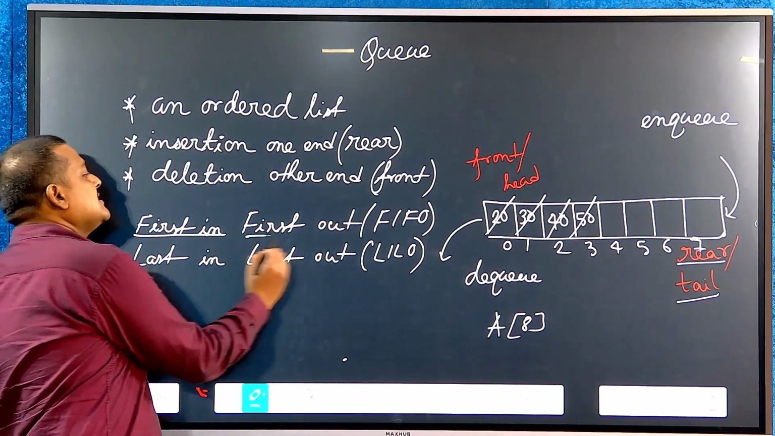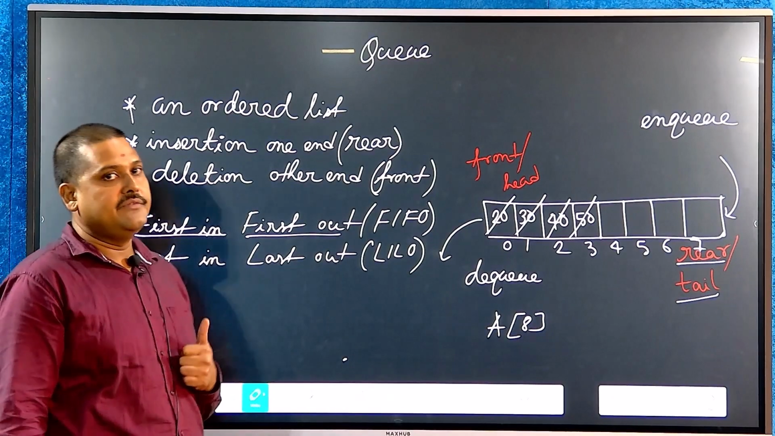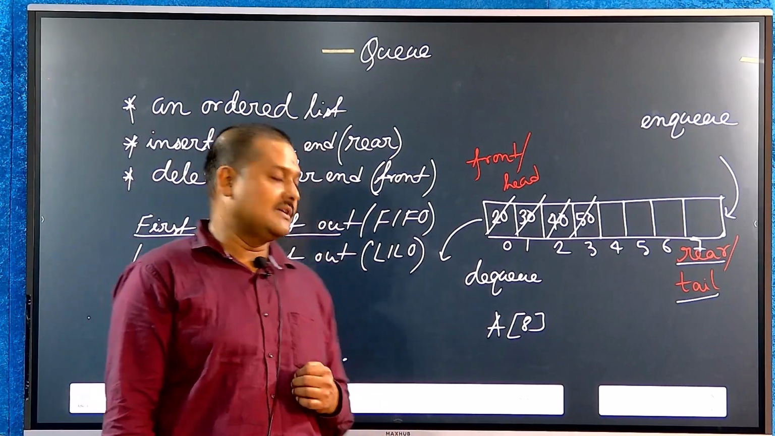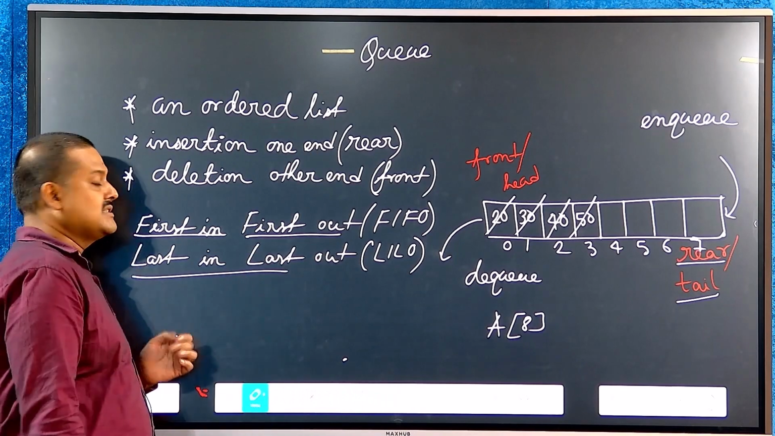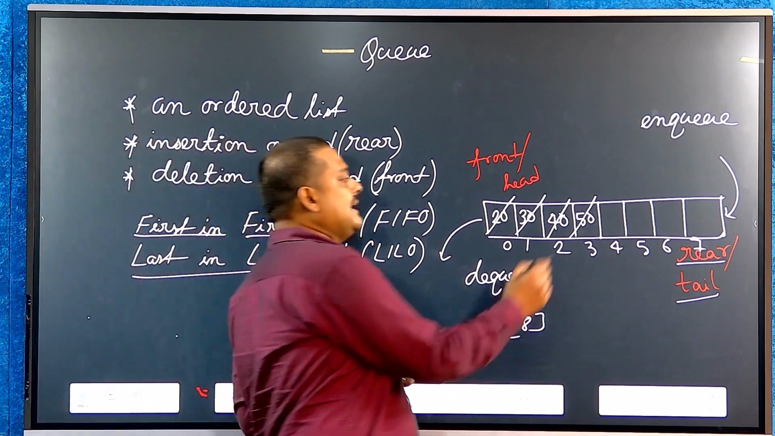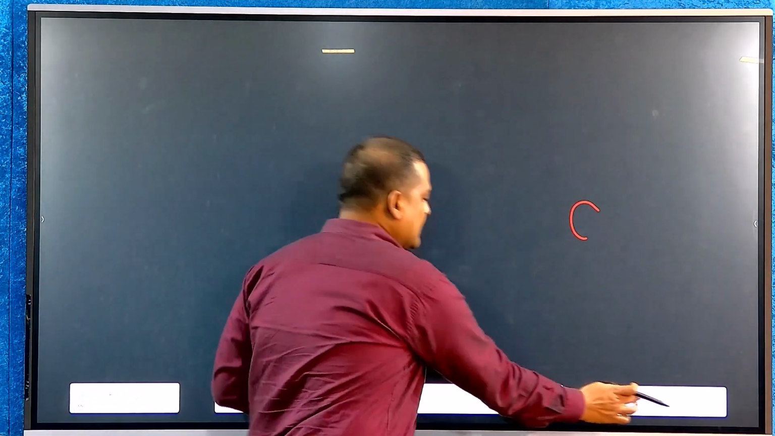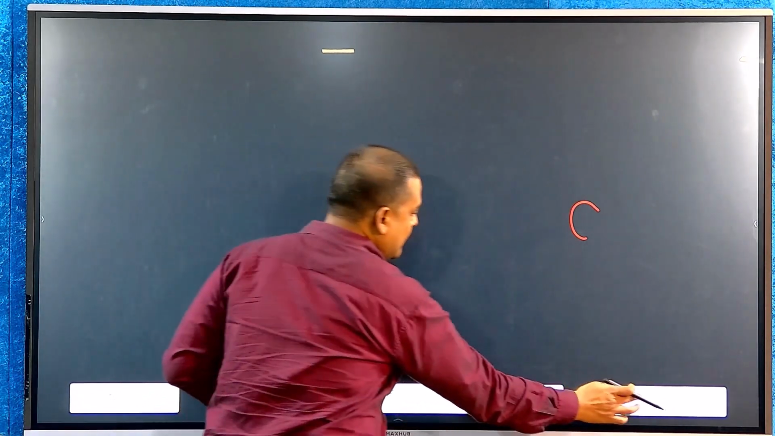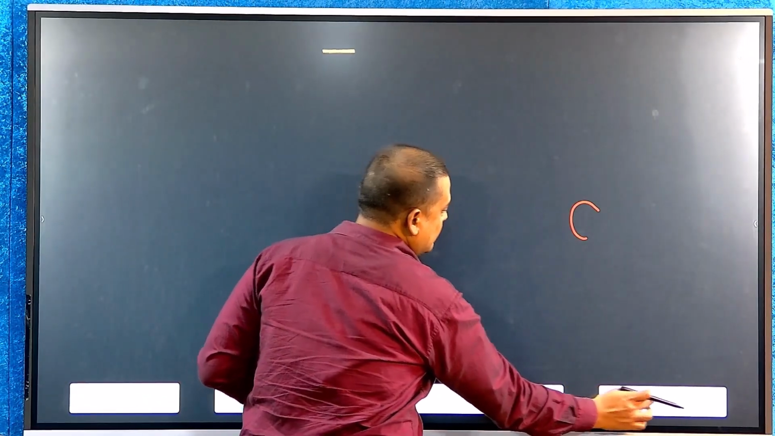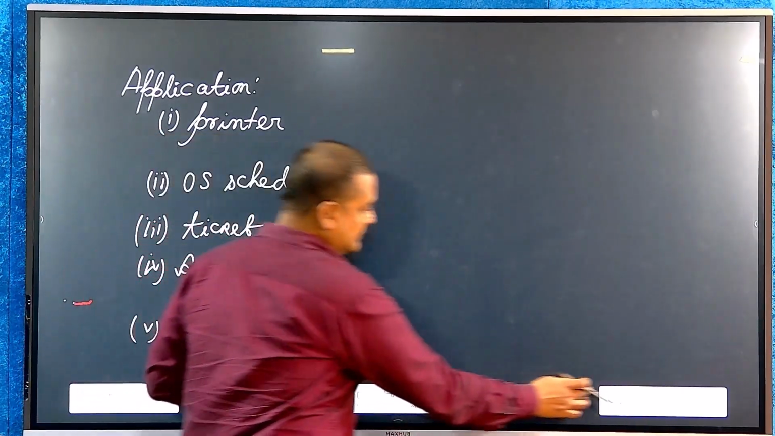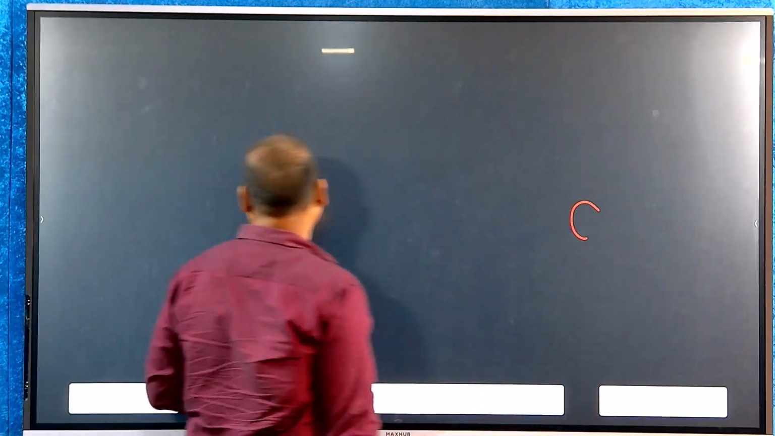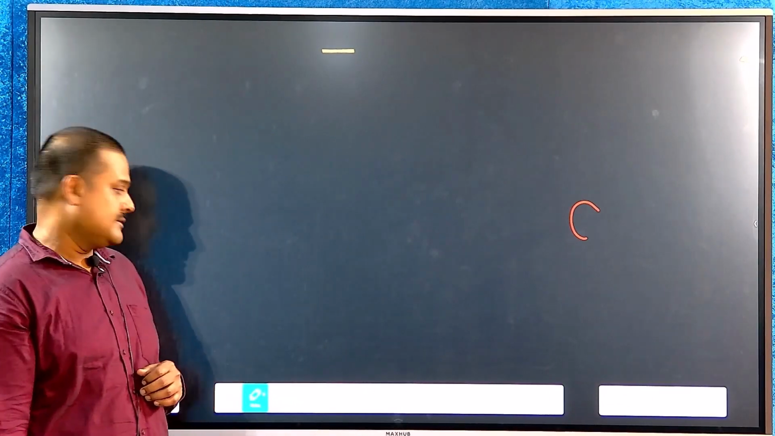This way the queue performs its job, and that is why it is called first in, first out. The element which is inserted first will be deleted first, and the element which is inserted last will be deleted last.